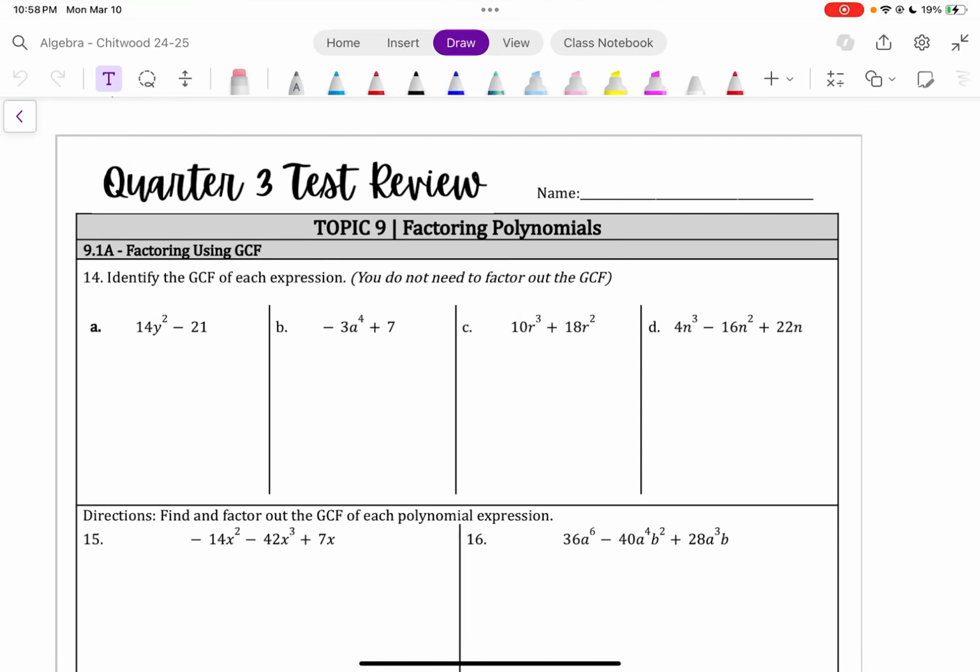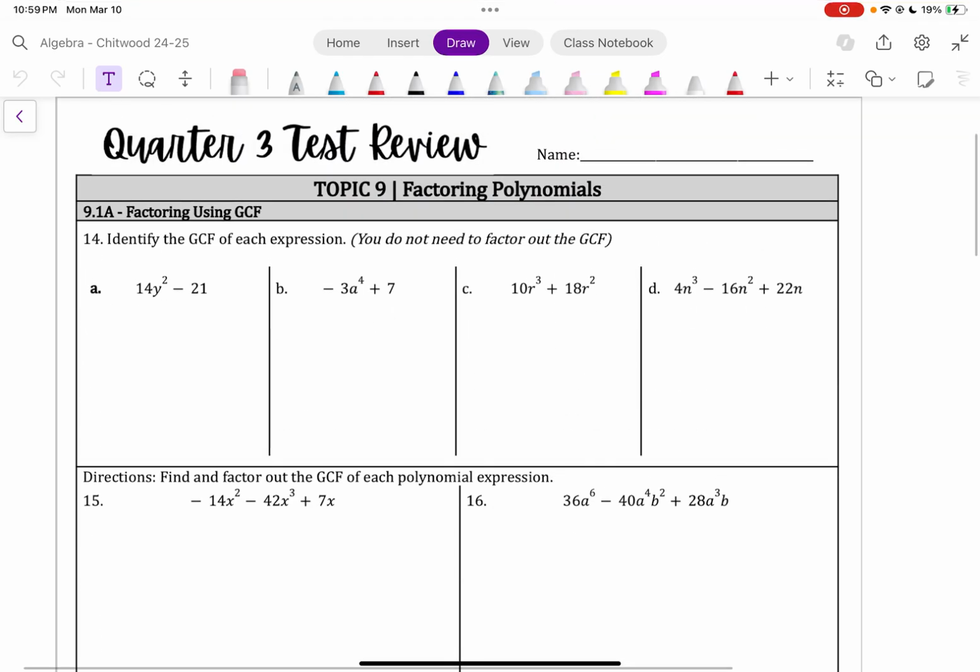Hi Algebra, today we're going to be doing the Topic 9 Quarter 3 test review. So this very first part, this is 9-1A.